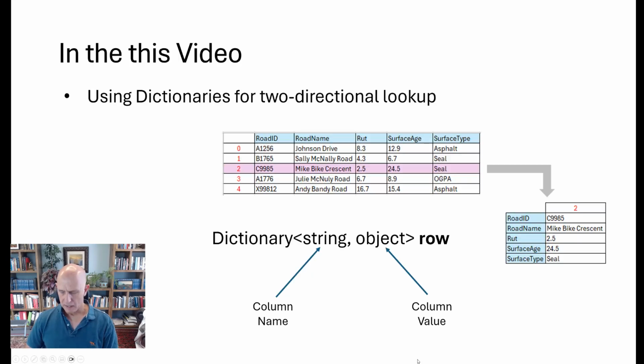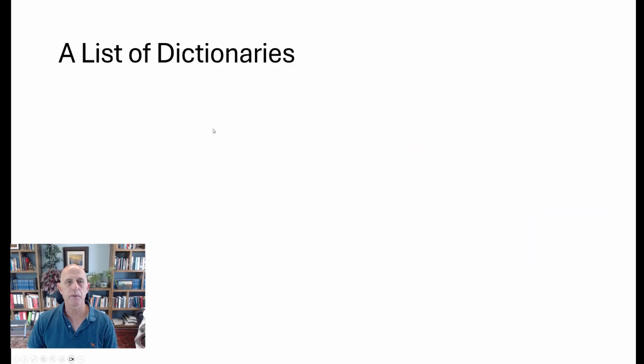So once you understand that any row here can be interpreted as a set of keys and values where the keys represent the column names and the values represent the values in that column, then it's easy to extend that to understand that a table will simply be a list of these rows, right? That's what a table is. It's a list of rows. So we can represent a table as a list of dictionaries.